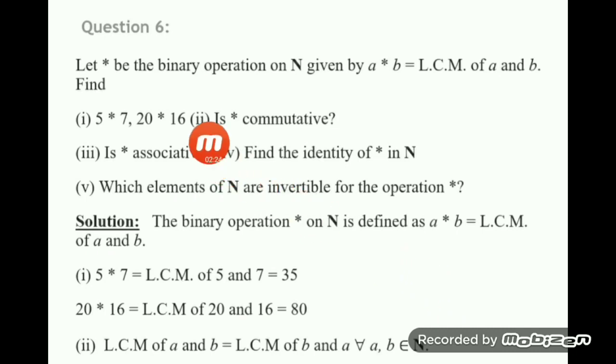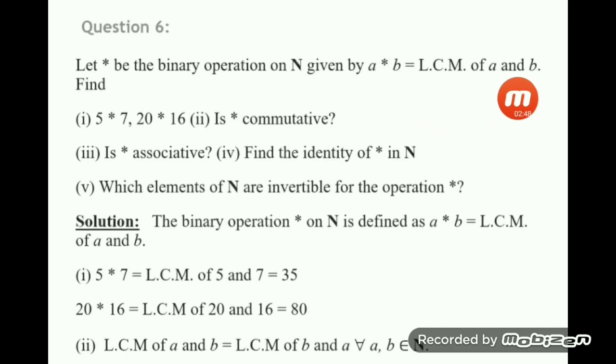Okay. Now the second part of the question is, is star commutative? So what is your commutative law? I hope you remember. If you change the position of the elements and the result remains as it is, then it is said to be commutative. So first we will consider a star b. a and b are in N. So a star b is given by what? LCM of a and b. Similarly b star a is given by LCM of b and a.